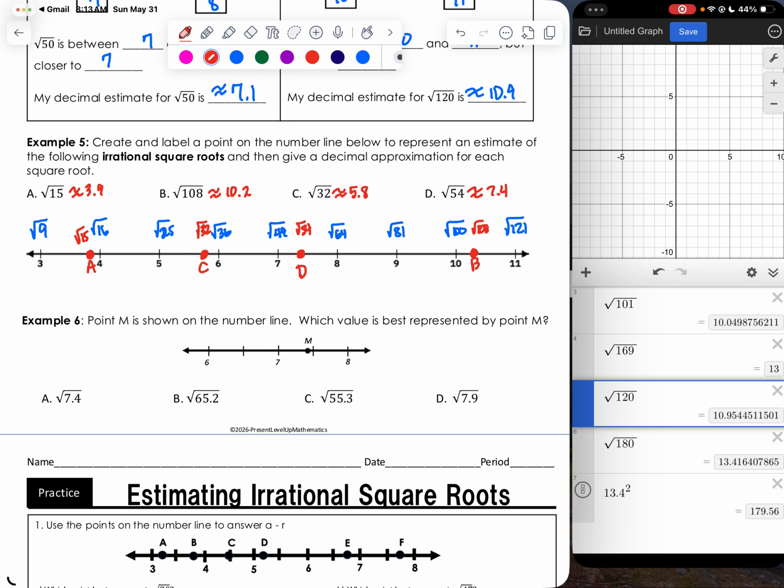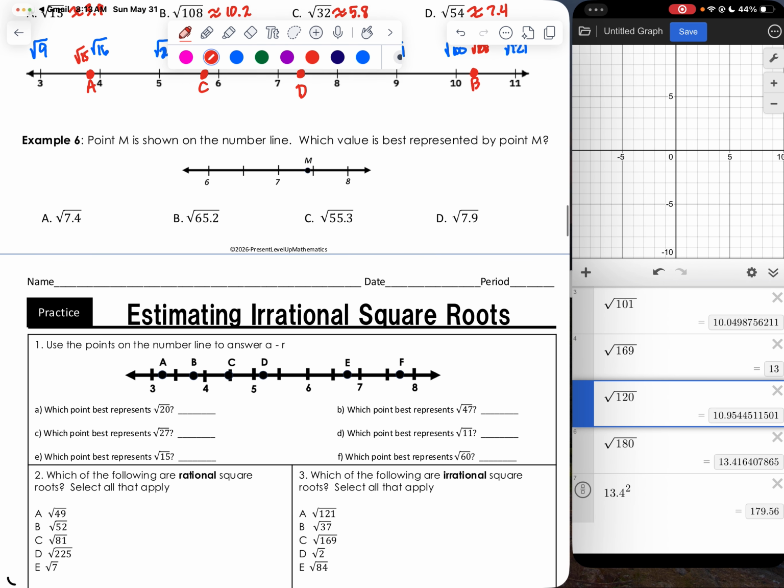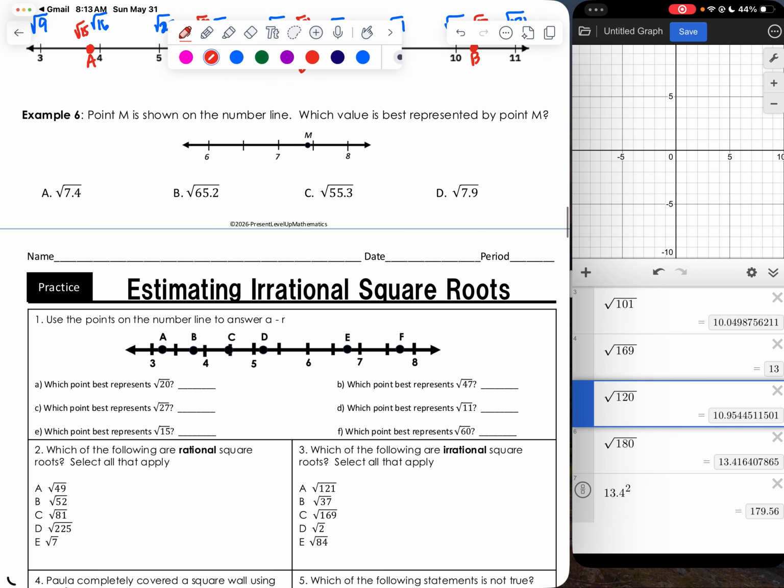All right, example 6 is an example of how this concept might be tested on a standardized test. And I want to show you how tricky they made it. Point M is shown on the number line. Which value is best represented by point M? When I looked at point M, the first thing I wanted to note is how the number line is scaled. Well, it goes 6, then a blank tick mark, 7. So I know this is 6.5 and this is 7.5. So I know M is just a little bit smaller than 7.5. So I'm going to say M is approximately 7.4.